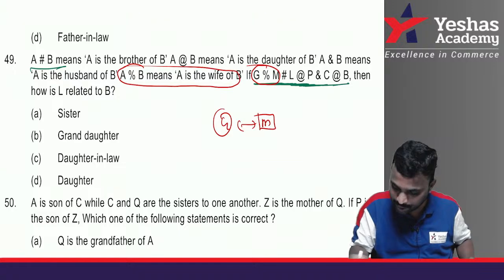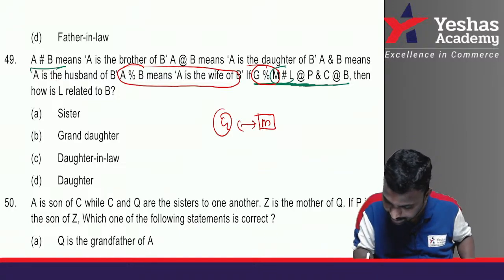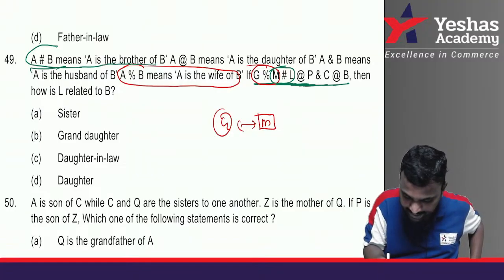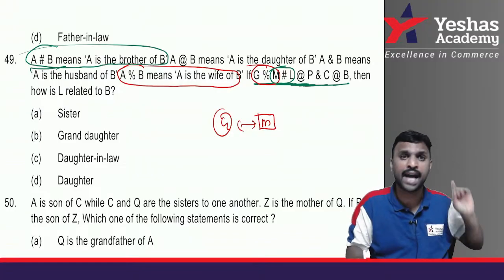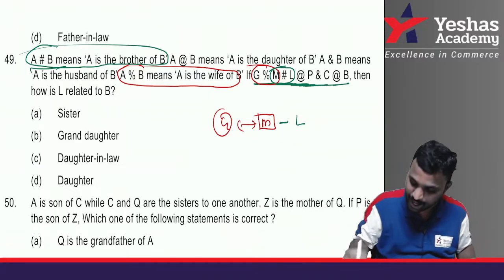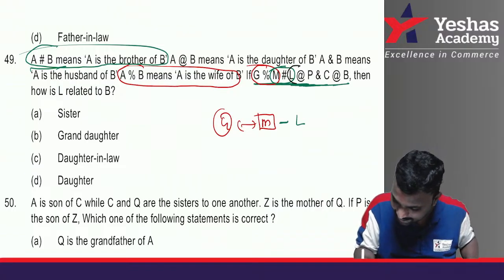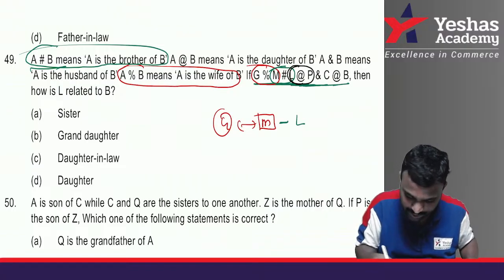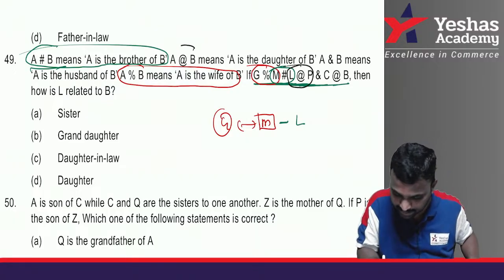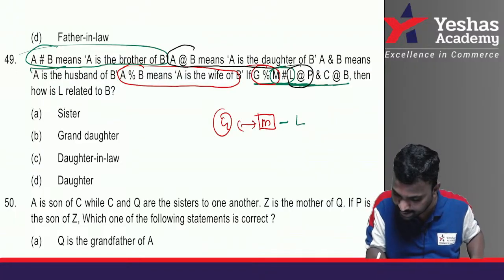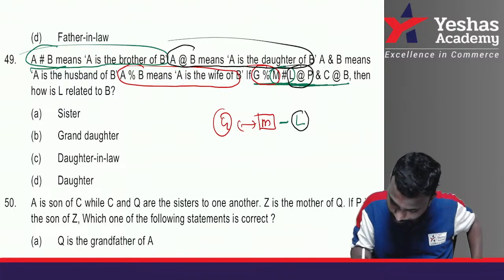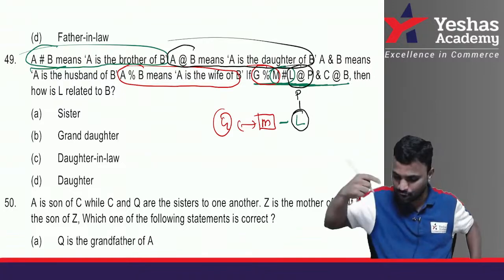Now consider the next two people. That means M hash L. Where is hash? In the first statement. A hash B means A is the brother of B. Here M hash L means M is the brother of L. So brother means obviously a sibling sign. Now the next thing is L at the rate P. At the rate means which statement I have to refer to? This statement. A at the rate B means A is daughter of B. That means L at the rate P means L is daughter of P. So P should be above, L should be below.